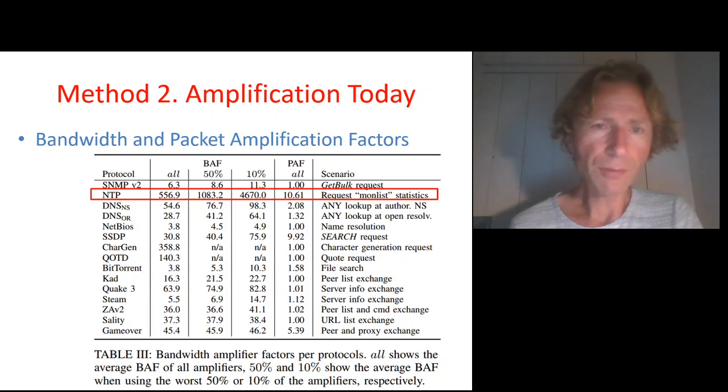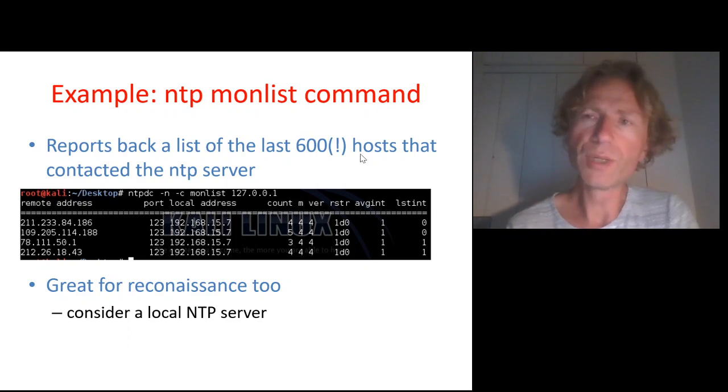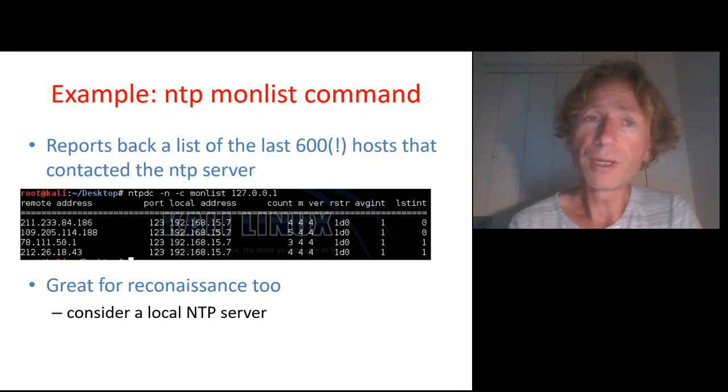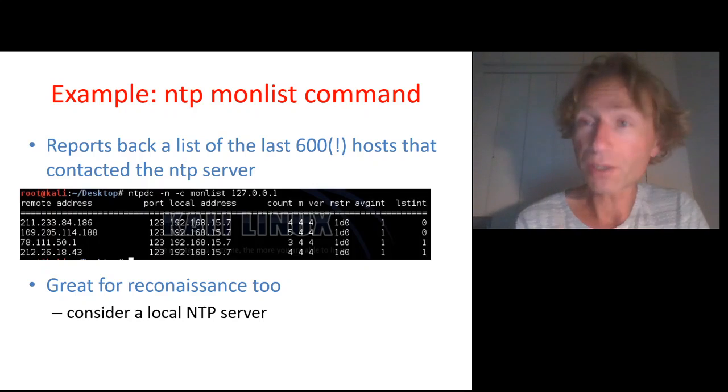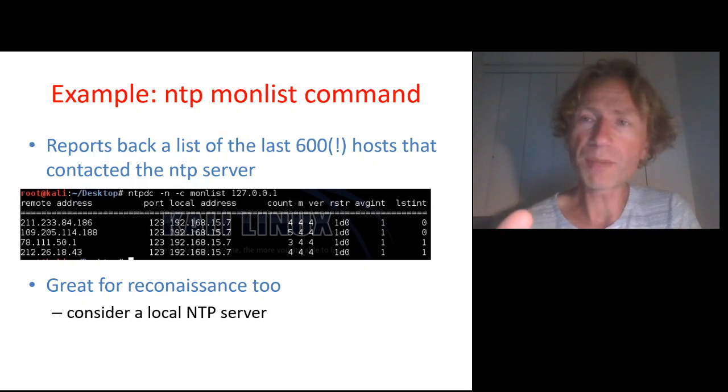Is there anything else that I wanted to say about this slide? I don't think so. Okay, so here's the NTP monlist command. What does monlist do? You can use it to query the NTP server for the last up to 600 hosts that have last contacted the NTP server. So you send one small request in a UDP packet, and you will get a list of all the servers that have contacted the NTP server.